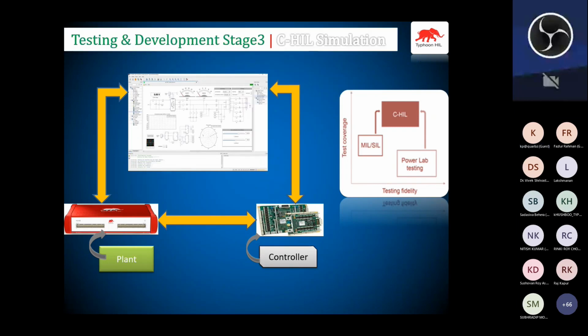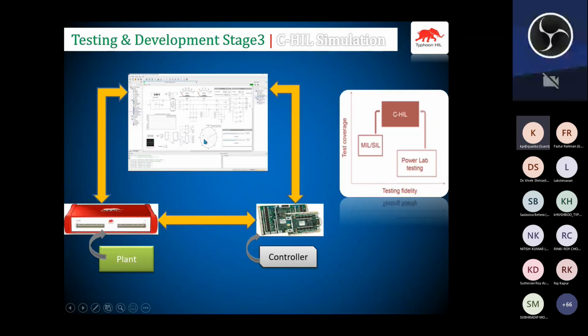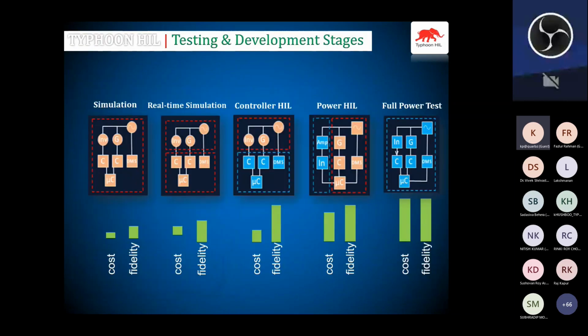Similar is the power hardware in loop, where we are using an additional tool, that is a power amplifier. So here you can find that in PHIL, some part of the plant and some part of the controller is actual, and some part of the plant and some part of the controller is digital. The additional tool we are using is the power amplifier, so that is making the cost a little bit higher.